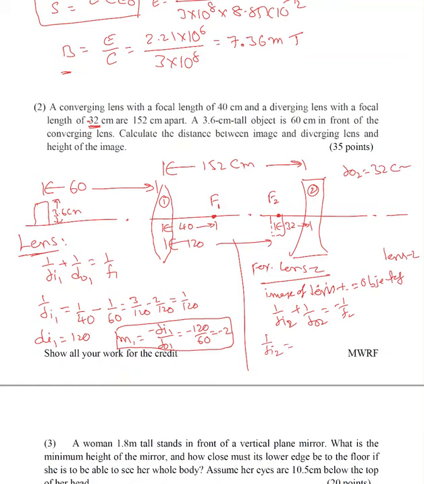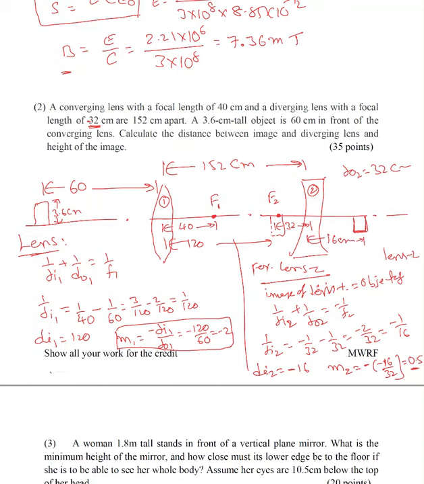So 1 over distance of image 2 equal to minus 1 over 32 minus 1 over 32, minus 2 over 32, equal to minus 1 over 16. So distance of image 2 equal to negative 16. So now magnification factor M2 equal to minus of minus 16 over 32, distance of image over distance of object. So minus minus get cancel out, you will end up with positive 0.5. So when you see positive, that means it is not inverted, so it's going to be on the same side. Okay, and then this value is 16 centimeters.